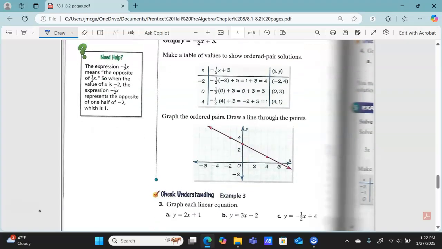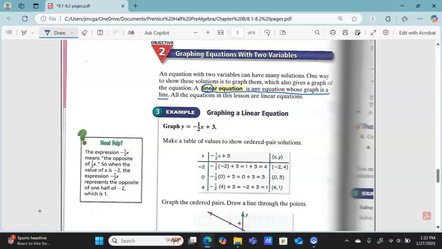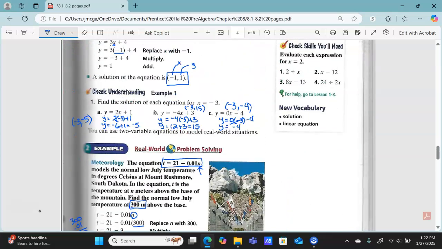Oops, went down too far. The next thing we have is another term. A linear equation is an equation whose graph is a line, and there you see that right in that word. And so we're going to be doing what we just did up here, but a few times over.